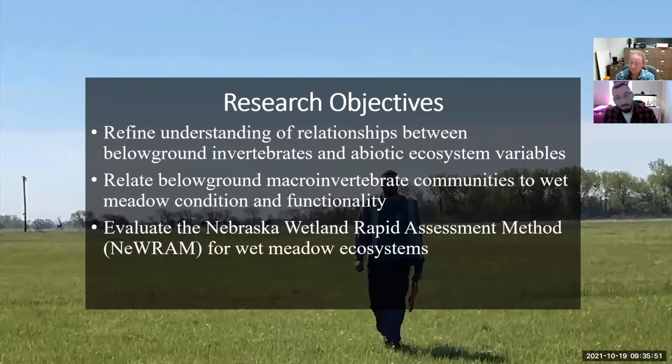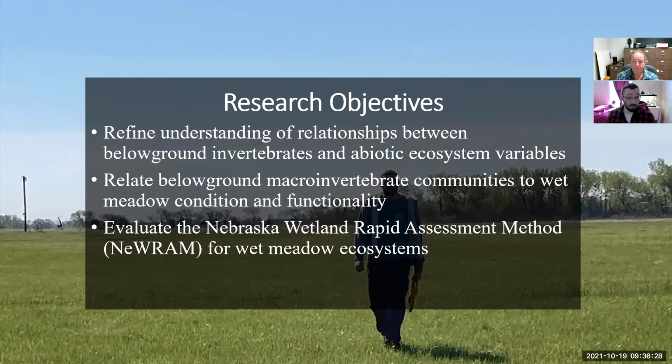So now that we know a bit about wet meadows and why we care about them and what they provide, we can talk about my research and what I'm looking at and what I hope to gain from my project working with wet meadow ecosystems. I can break down my dissertation project into three main objectives. First of all, refining understanding of relationships between below ground invertebrates and abiotic ecosystem variables. So looking at how these macroinvertebrate communities vary with things like depth to water, soil moisture, and bulk density in these wet meadow ecosystems.